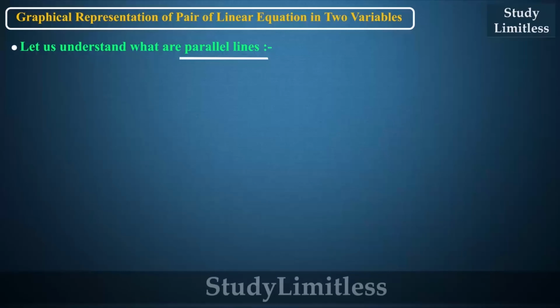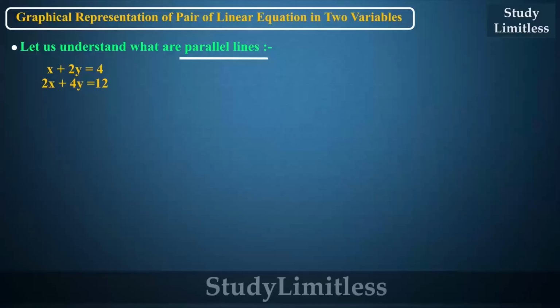Let us understand what are parallel lines. For this, let us consider two edges of the roads represented with the equations x plus 2y is equal to 4 and 2x plus 4y is equal to 12. To represent these equations on the graph, we need to find at least 2 points on each of the equations.